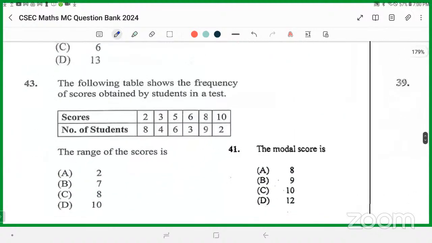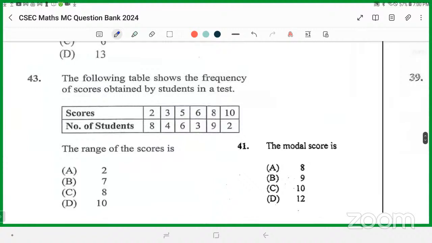This one says, the table shows the frequency of scores obtained by students in a test. Again, you want to know what is the frequency and what are your scores. These are your scores, these are your frequency values. So 8 students scored 2 marks, 4 students got 3 marks and so on. It says the range of the scores is the highest mark minus the lowest mark. That's 10 minus 2, which is 8. 8 marks, that's the range.